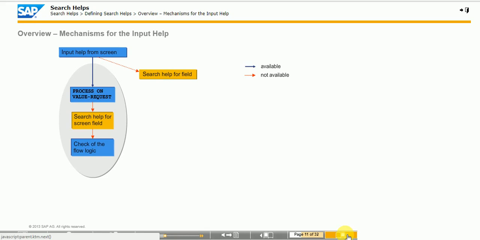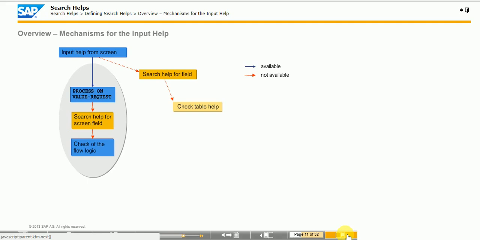By using the POV screen event, that is, process on value request, you can program the input help of a field yourself. You can adjust the design of the help to the standard help using the function modules F4IF_FIELD_VALUE_REQUEST or F4IF_INT_TABLE_VALUE_REQUEST. However, you should check to see if the part of the input help that you programmed yourself should be implemented as a search help exit instead.